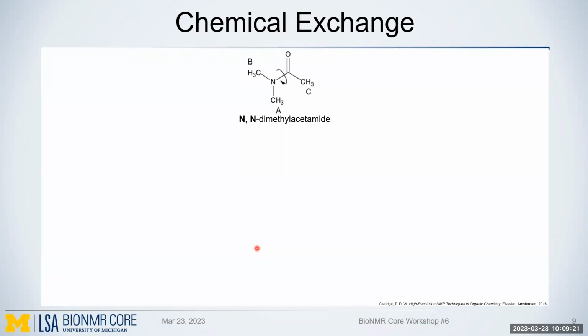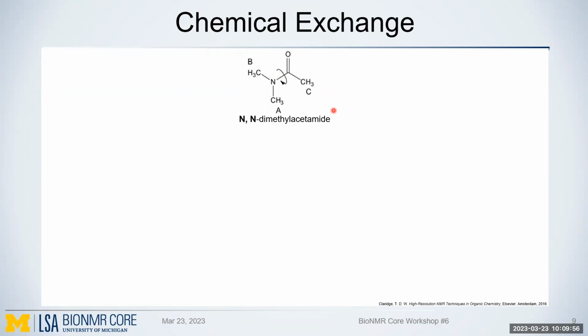The most common application is to use it to study chemical exchange or conformational exchange. The example I give you here is a very classic example. This molecule is N,N-dimethylacetamide, and it has 2 methyl groups attached to this tertiary amide bond. It also has another methyl group attached to the carbonyl carbon. At first glance, you may think that for this molecule, methyl groups A and B are chemically equivalent because it seems this tertiary amide bond can rotate freely.